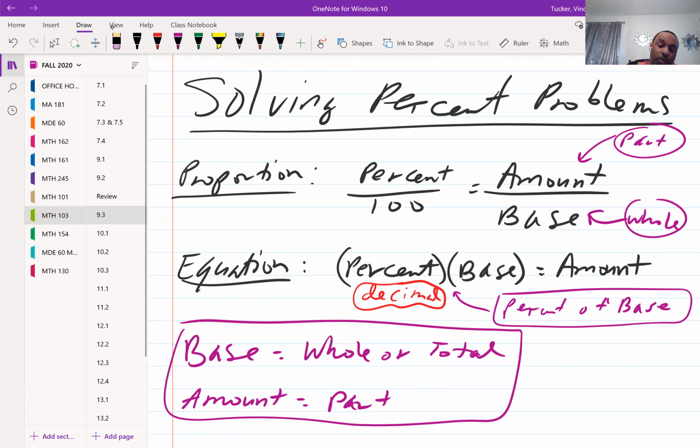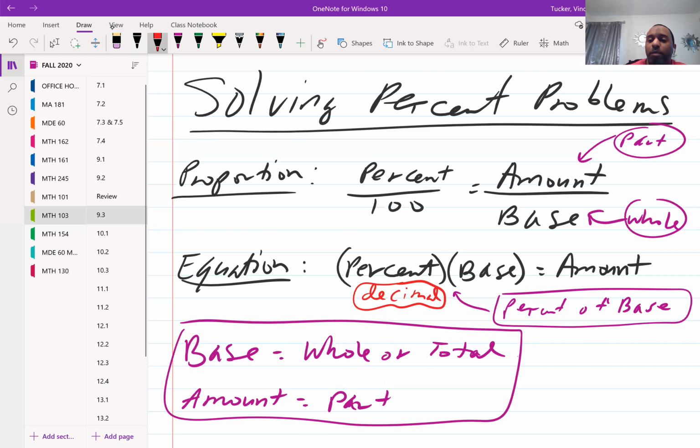So you can do percent over 100 equal to the amount over the base. Another word for your amount is part, and your base is whole. So you could look at it as part over whole. I actually said it down here as well. Your base is your whole or your total, and your amount is the part. And then as far as the equation is concerned, percent times base is equal to amount. Like I always say, PVA, a percent of the base is equal to your amount.